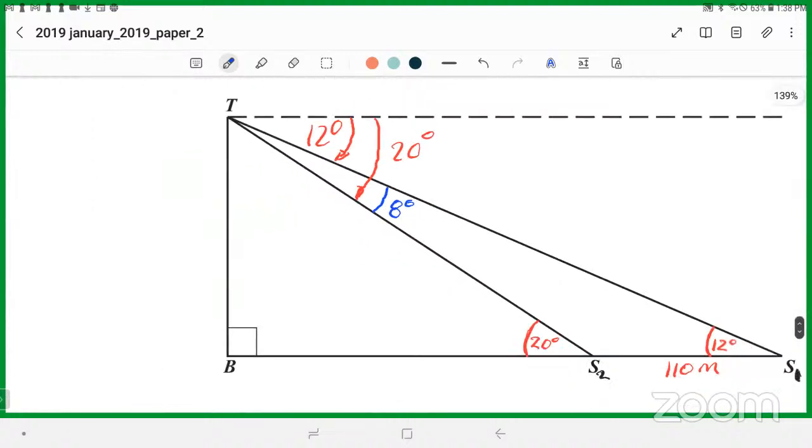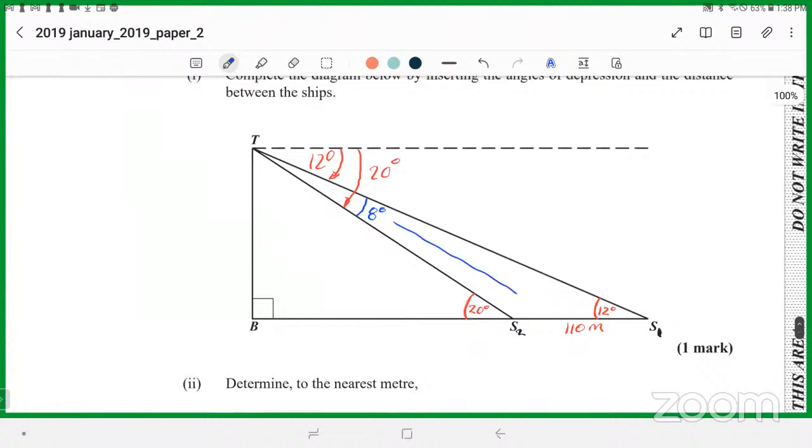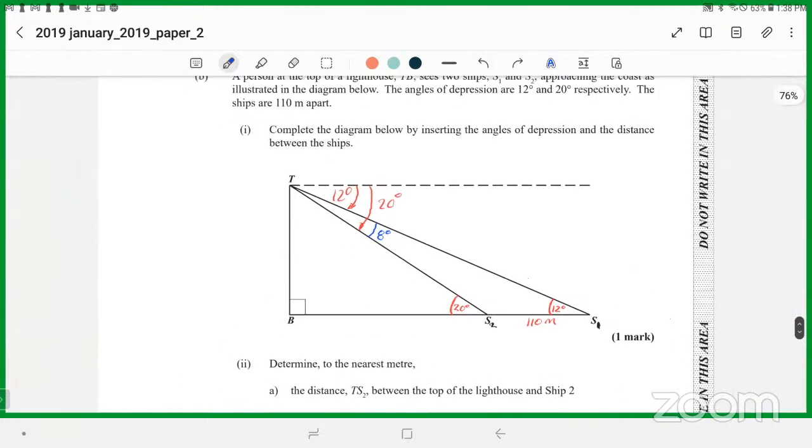So now I can use sine rule, because I have this pair, an angle and a side opposite each other. See that? So basically that is what we're going to do. Because the question asks us to complete the diagram by inserting the angles of depression and the distance between the two shapes. That is it. Put in everything.